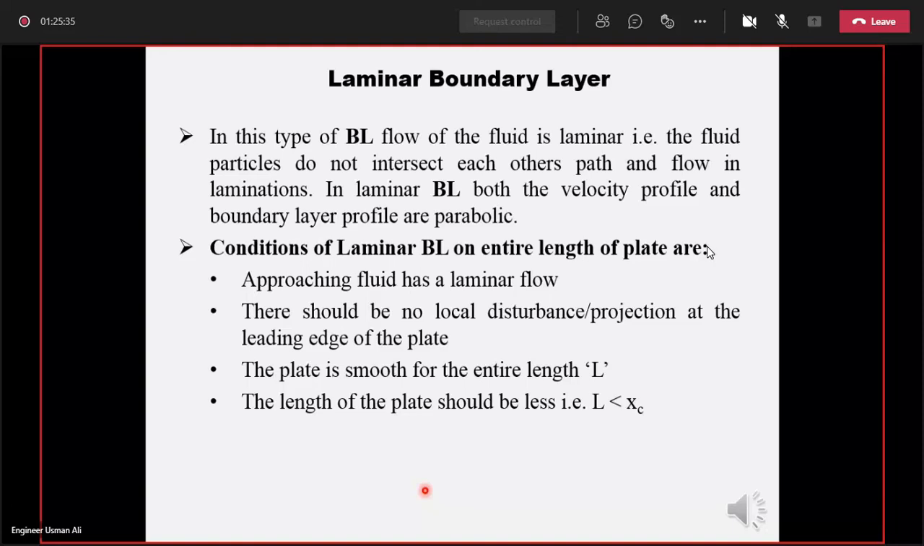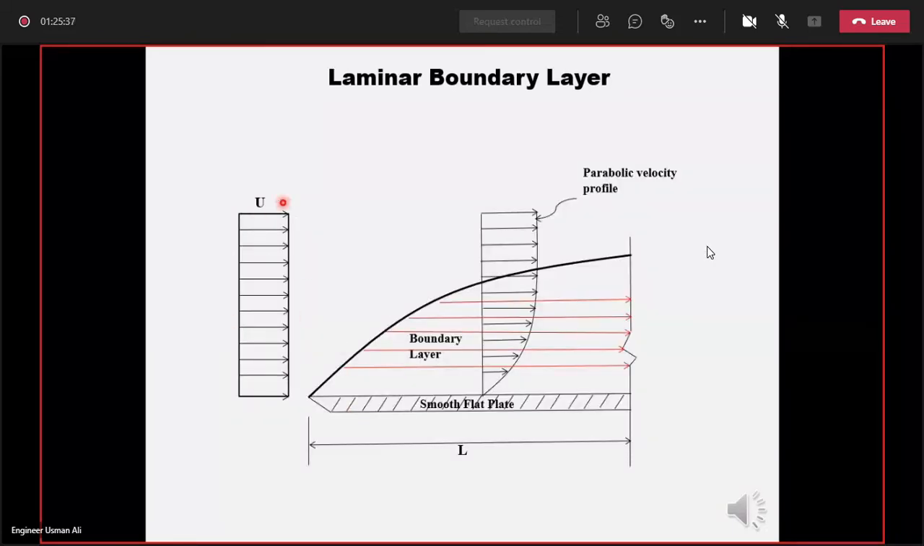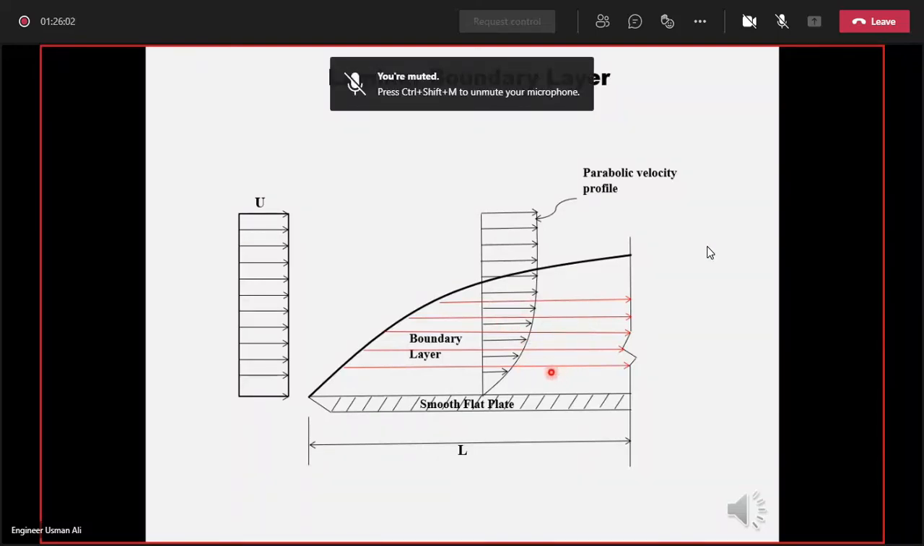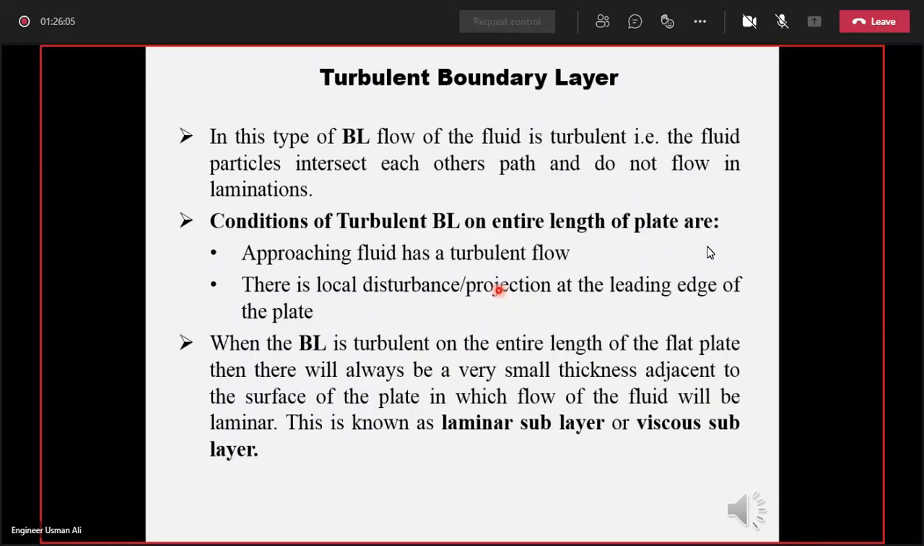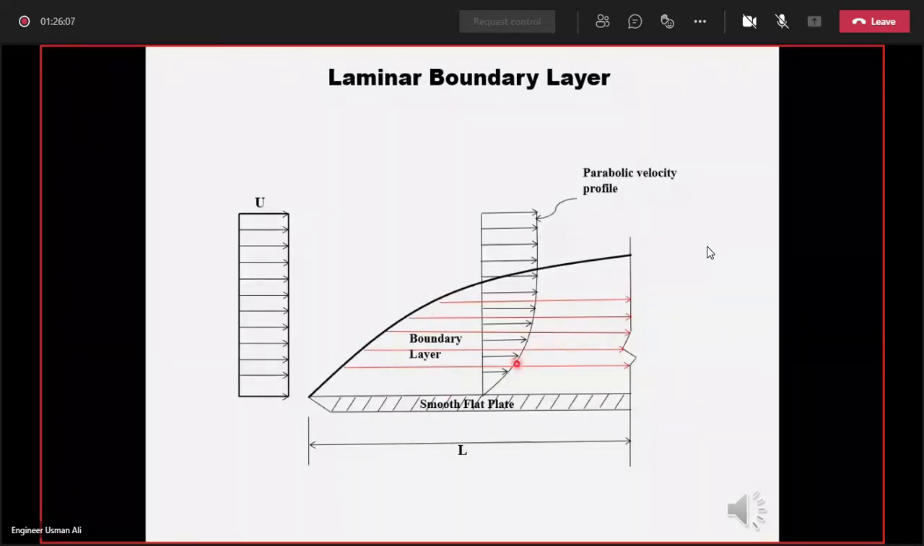So if we see this diagram, so if the flow of the fluid is laminar over the plate, and so in that case, you see the fluid particles. The red line, they are showing the path of the fluid particles. So fluid particles, they have the distinct path, they do not intersect each other's path, and they move in lamination. So this is called as a laminar flow. So if the flow over the plate of the fluid is laminar, so resulting boundary layer will be laminar boundary layer.